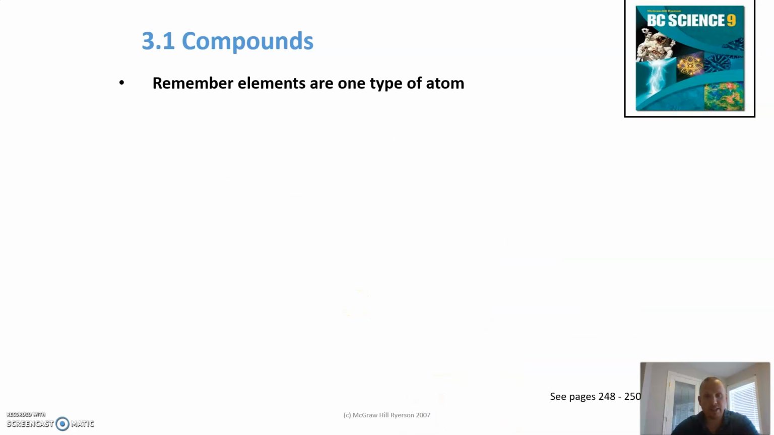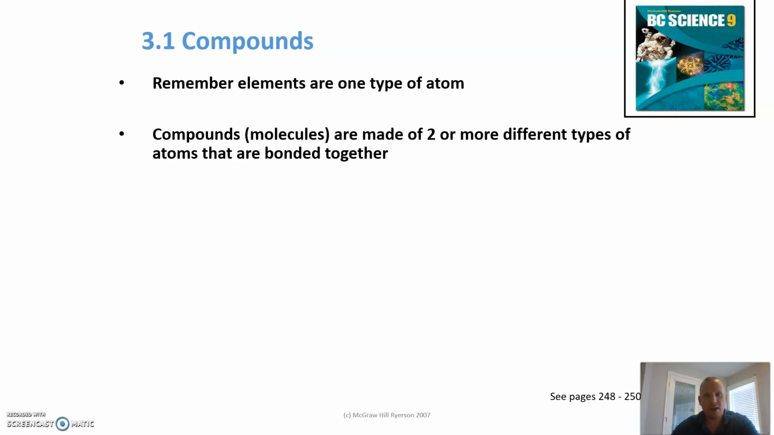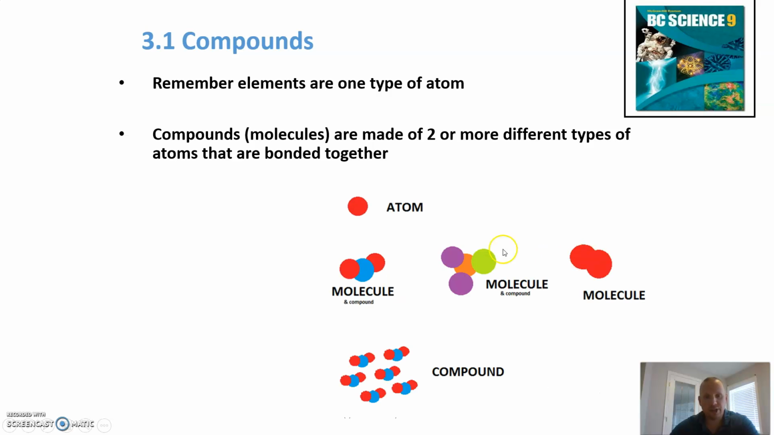So remember, elements are one type of atom. And like I mentioned earlier, compounds are made of two or more different types of atoms that are joined together. And that's called bonding when they're joined together. So here we have atoms, and then we see compounds, also called molecules. They could be made of two or more different types of atoms, or they could be made of two of the same type of atom that are joined together.